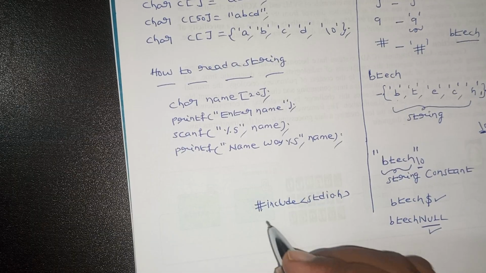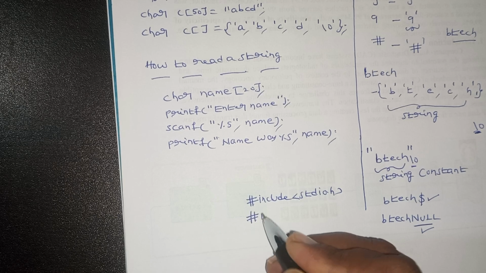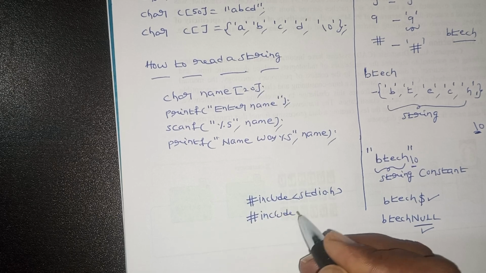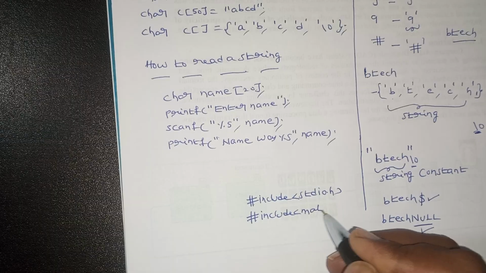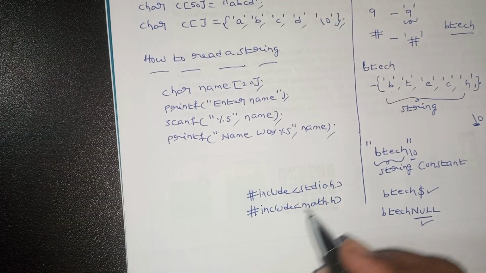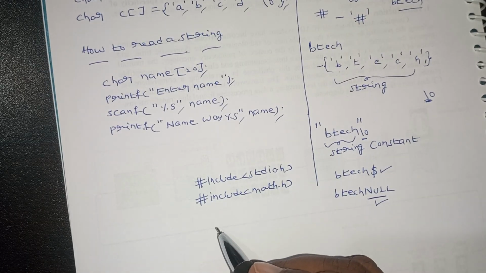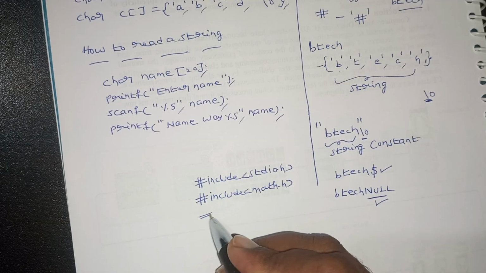So like that, if you want to perform many mathematical operations, what do I have to include? I have to include math.h. This is a library. Because you are performing the string operations, then what do I have to include? I have to include string.h.